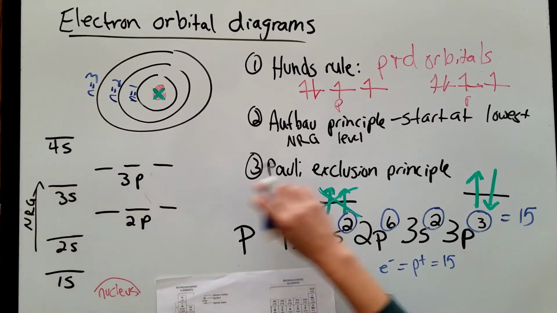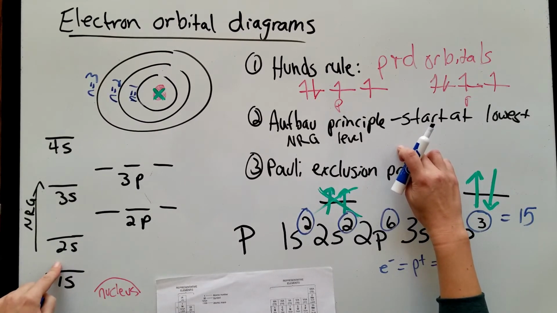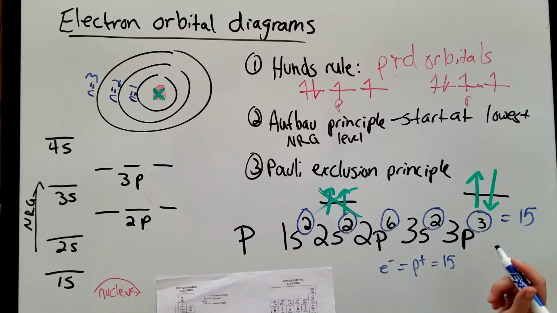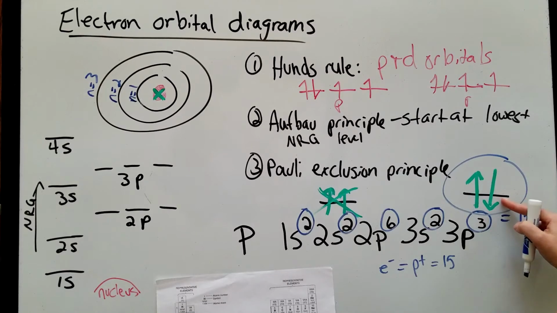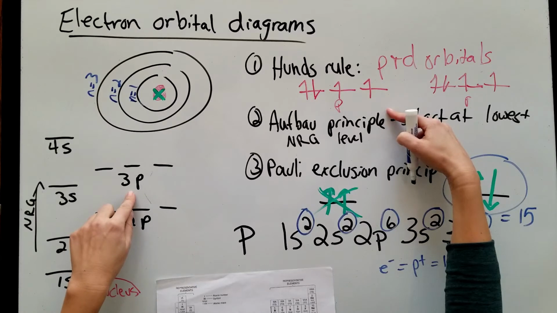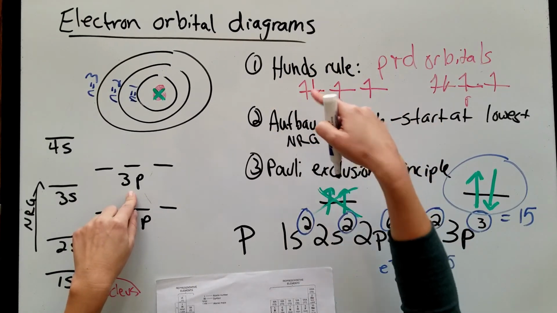When I fill it in, I'm going to start at my lowest energy level, so I'm going to start at the 1s. When I put my electrons in, I only want 2 electrons in each of these empty spaces, in each of these orbitals. And when I put the electrons in those orbitals, I want to follow the Pauli exclusion principle and make sure they have opposite spins. Once I get into the 2p and 3p, I'm going to use Hund's rule and make sure that I only pair up electrons if I have to.